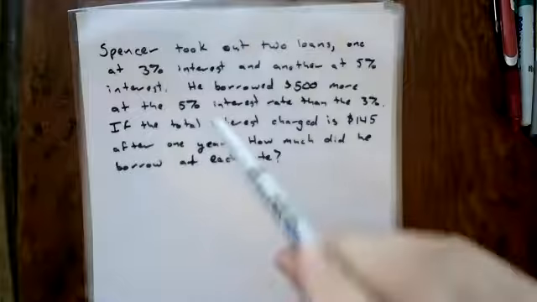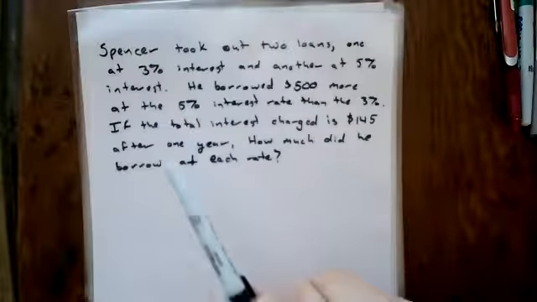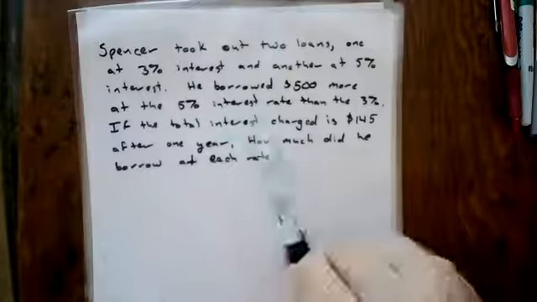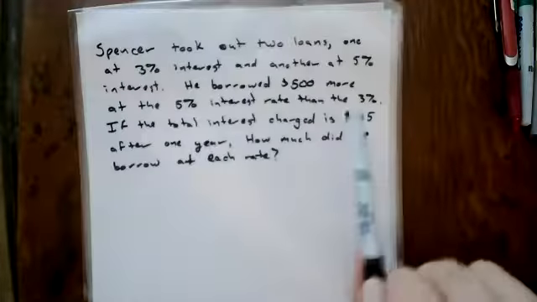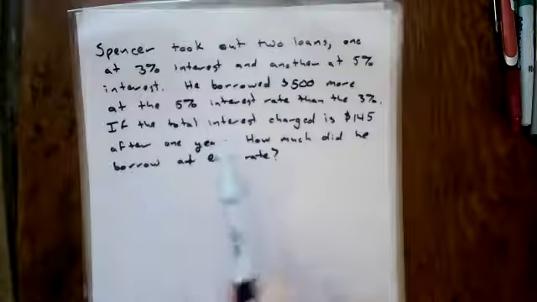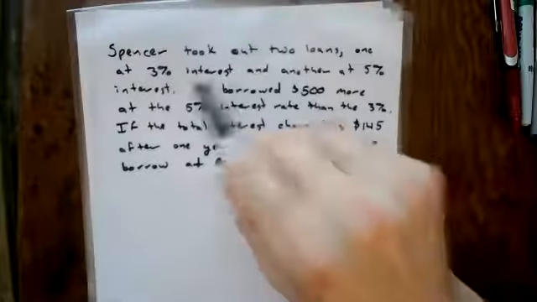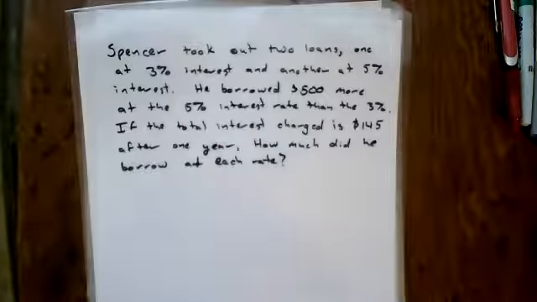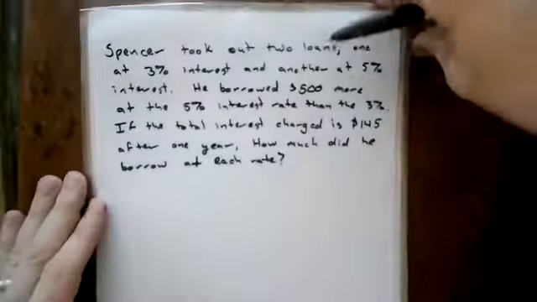And I look at this, and immediately when I start reading this, I see, oh, Spencer took out two loans. One is at 3% interest. The other is at 5% interest. He borrowed 500 more at the 5% interest than the 3%. If his total interest charged is $145 after 1 year, how much did he borrow at each rate? So I can tell that I'm going to deal with interest, and this is a simple interest question.